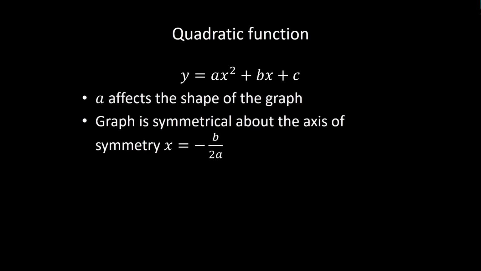So let's remind ourselves what the equation of a quadratic function is. The equation is y is equal to ax squared plus bx plus c. The a, b, and c values are either given to you or you'll have to find them. c is the y-intercept of the graph. The value of a affects the shape of the graph.